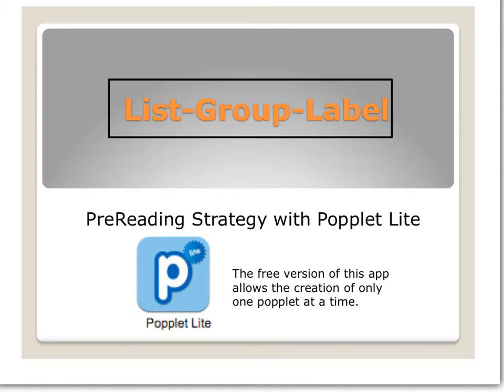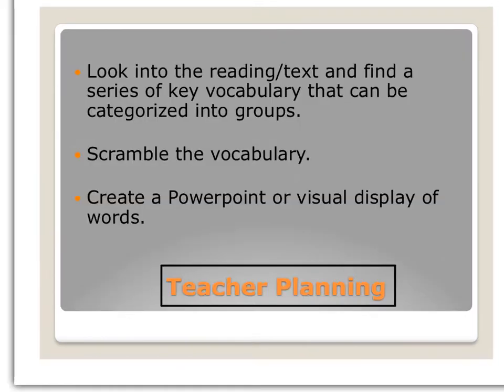Hi, today I'm going to be showing you how to use an app called Popplet Lite, which is free, to do a pre-reading strategy with vocabulary. The strategy is called List Group Label, and some of you may have seen something like it before, but it's fun with Popplet Lite.